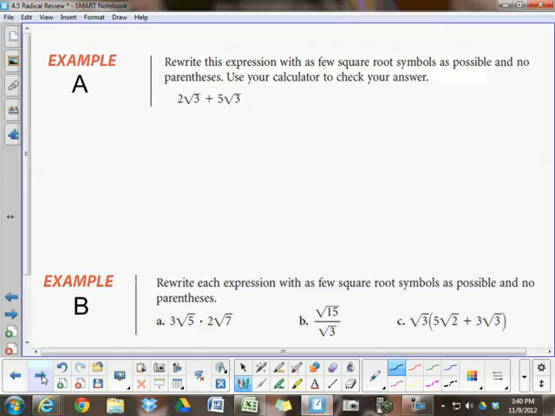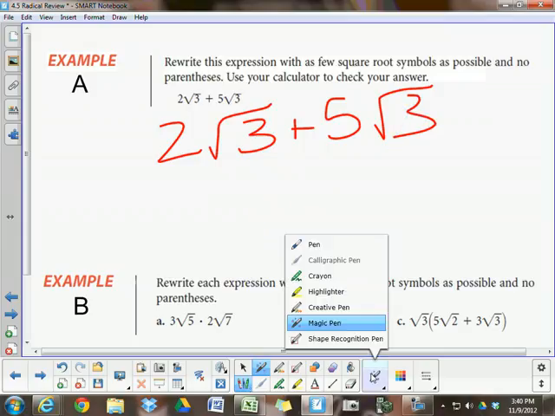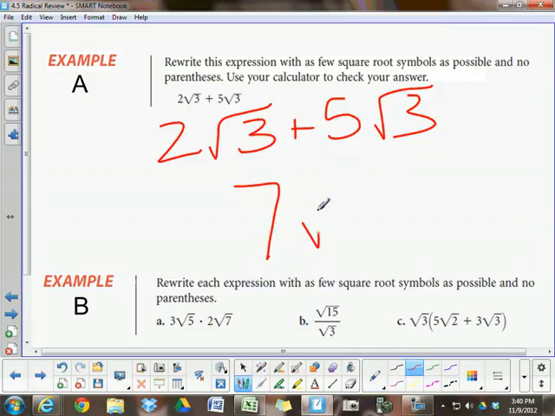Example A, rewrite the expression with as few square root symbols as possible and no parentheses. So when you see 2 times the square root of 3 plus 5 times the square root of 3, you can think of them the same way you might think of 2x plus 5x, right? If you had 2x plus 5x, you would have 7x. Same idea, but the root 3 is in place of the x. It's like saying 2 root 3's plus 5 more root 3's equals how many? So we have 7 root 3.